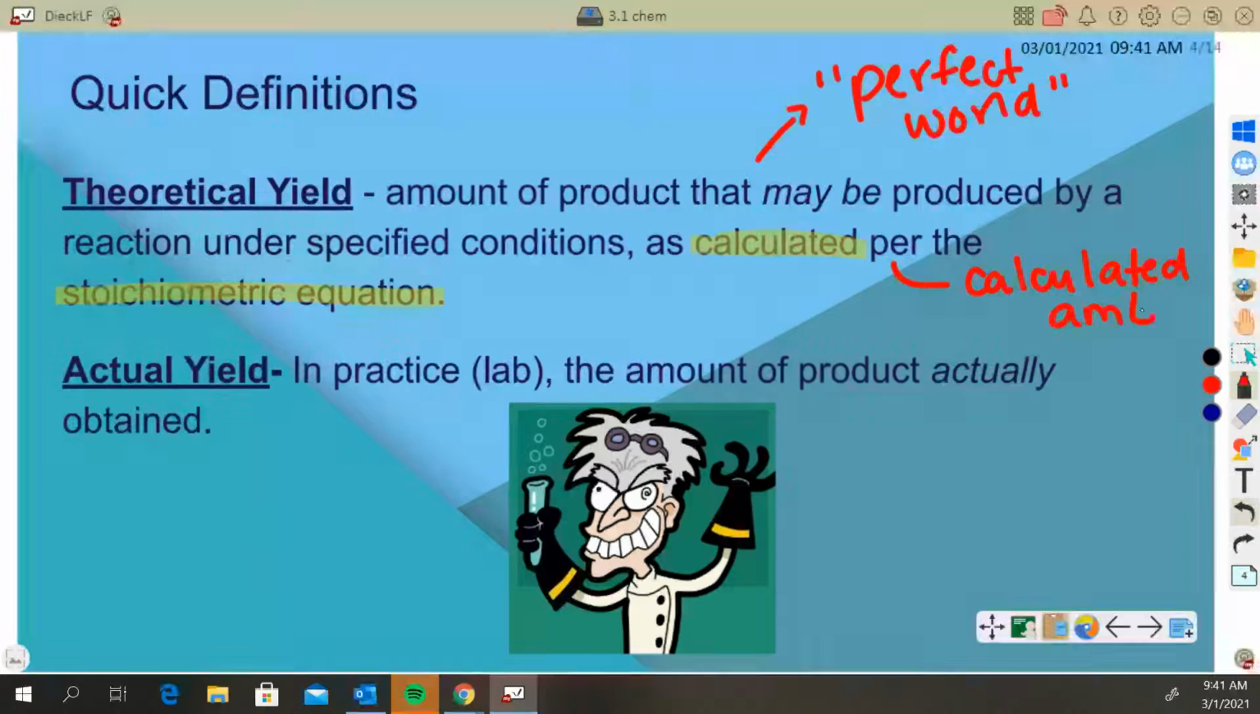Then we have what is known as our actual yield. This is how much we actually get, okay? How much is actually obtained or created. So if you were doing a lab, this is the actual number that you make in the lab as compared to the number that the lab calculates that you should make, or that you calculated you should have made based off of the amount of reactants you used.